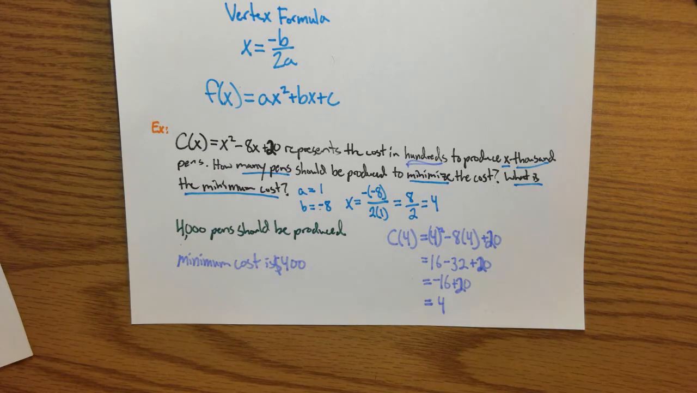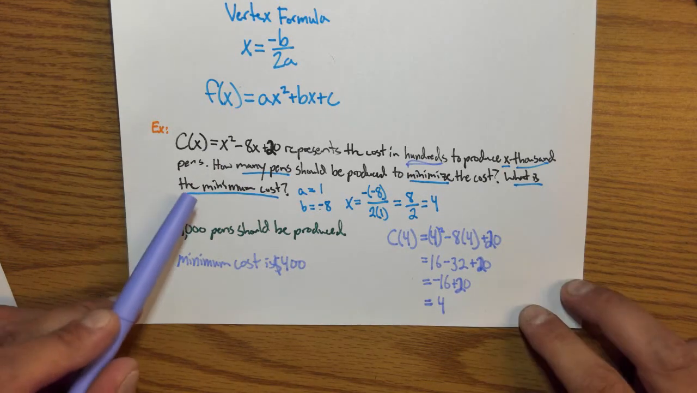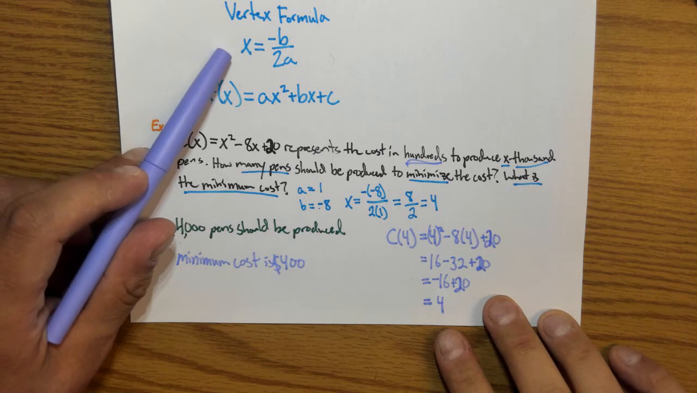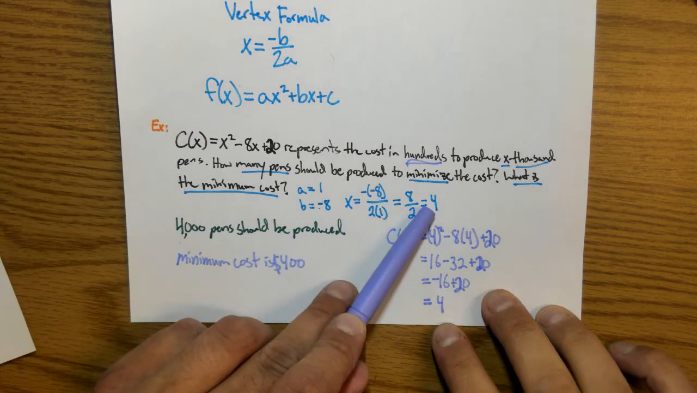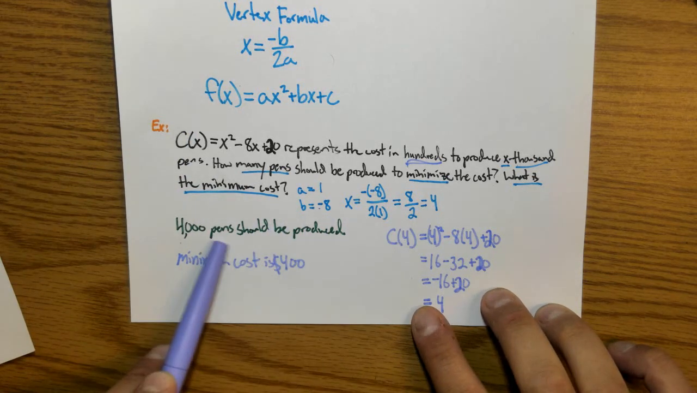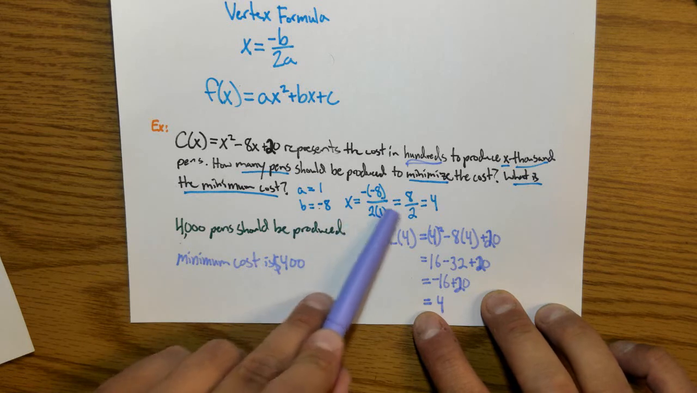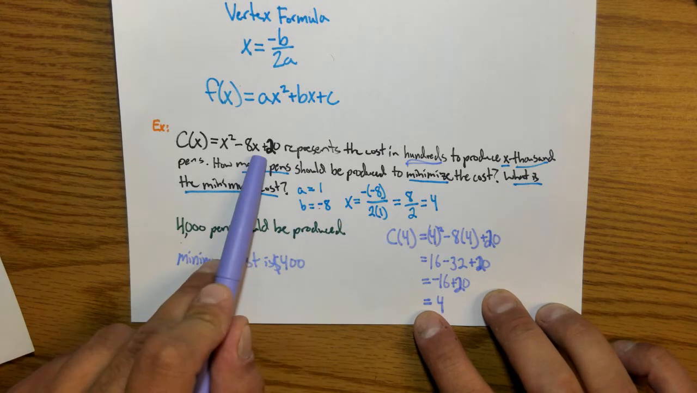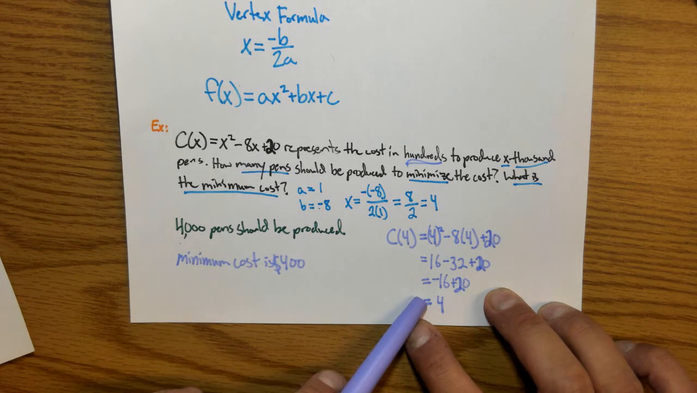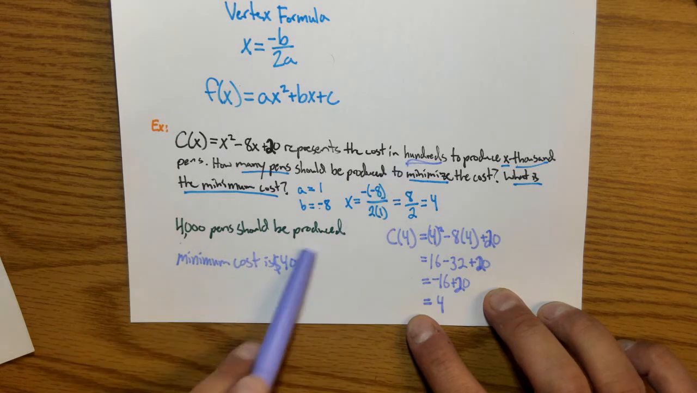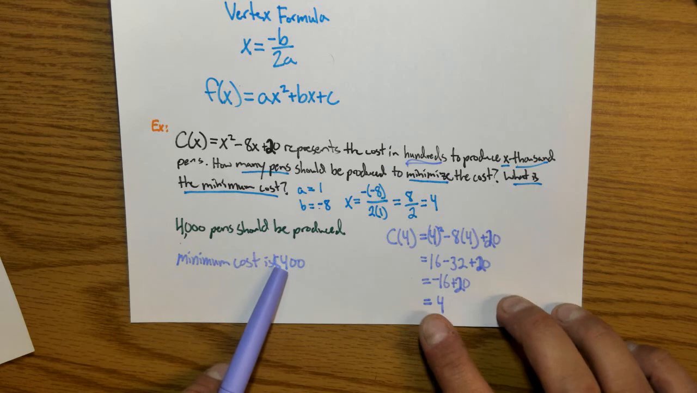So again, what do we do here? We wanted to find out how many pins should be produced, so we plugged that into the vertex formula and got our x value, and that represents how many pins should be produced in thousands, right? And then to find out what that minimum cost was, we plugged in 4 into the equation and simplified, and we got 4, which represents 400 because it's in hundreds. So the minimum cost is $400. Okay.